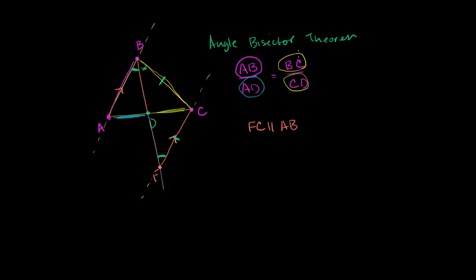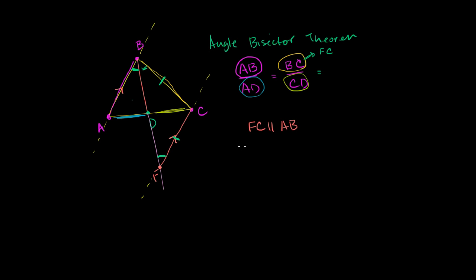And that could be useful because we have a feeling that this triangle and this triangle are going to be similar. We haven't proven it yet. But how will that help us get something about BC up here? We just showed that BC and FC are the same thing. So if we can prove that the ratio of AB to AD is the same thing as the ratio of FC to CD, we're going to be there, because BC we just showed is equal to FC.